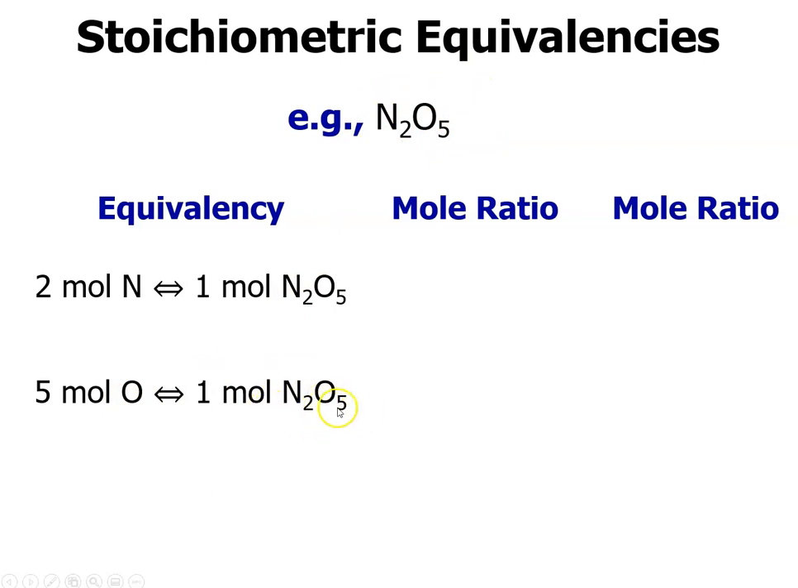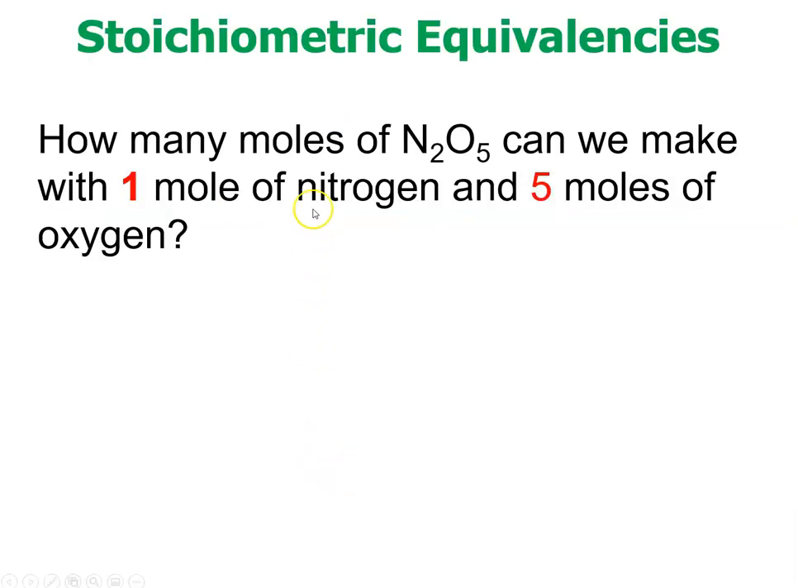So this dinitrogen pentoxide, these equivalencies are also conversion factors. We can make 1 more conversion factor. 2 moles of nitrogen can combine with 5 moles of oxygen to form dinitrogen pentoxide. So these are equivalencies. We can use those as conversion factors when the appropriate time comes. And I'm going to show you an example of doing exactly this.